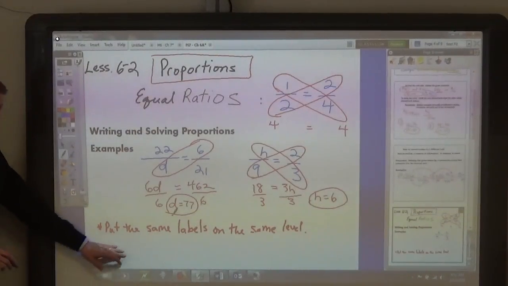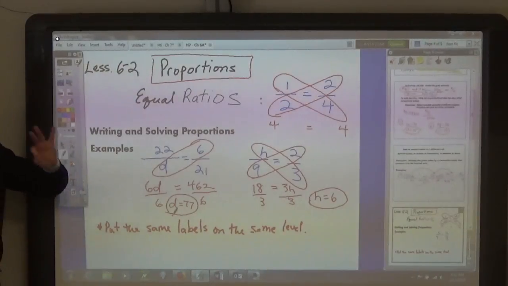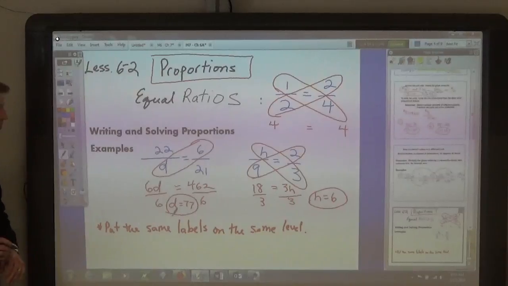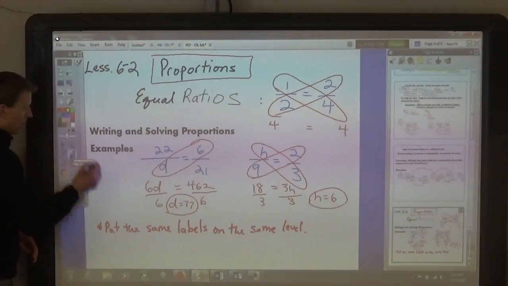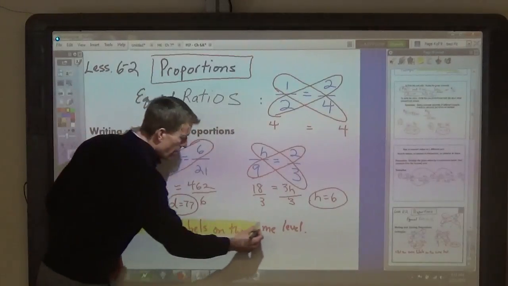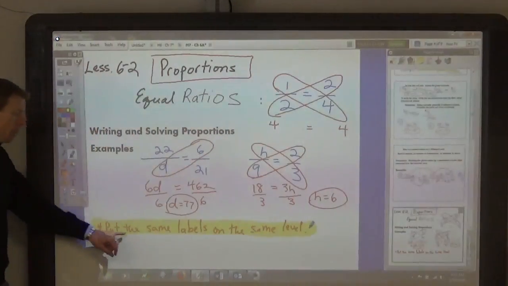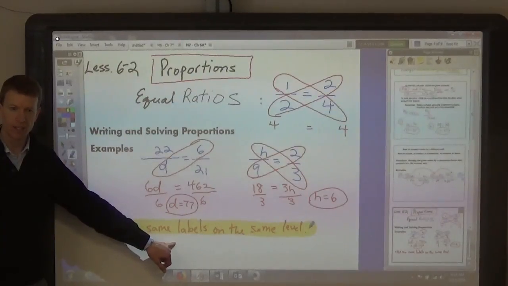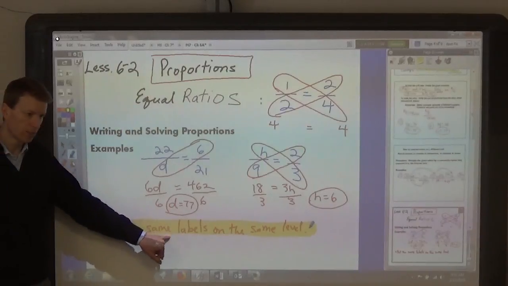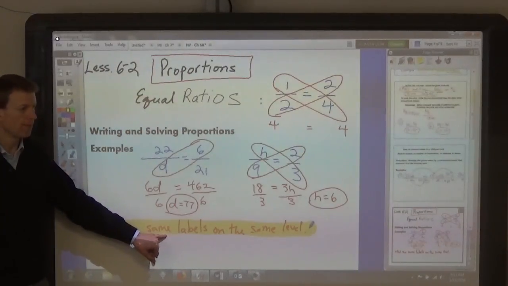So you're given 3 numbers, and you have to figure out what those numbers should be labeled. And then here's the key. Remember this. Put the same labels on the same level. I'll tell you what that means, okay? So you put the same labels on the same level. Okay?